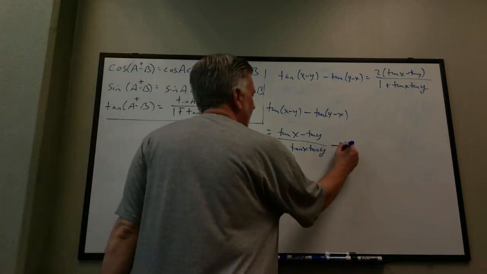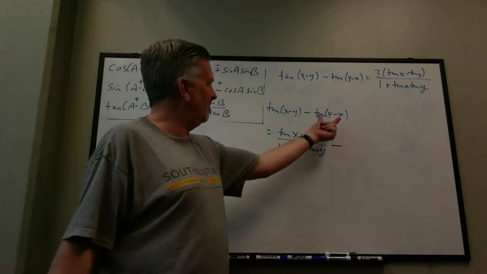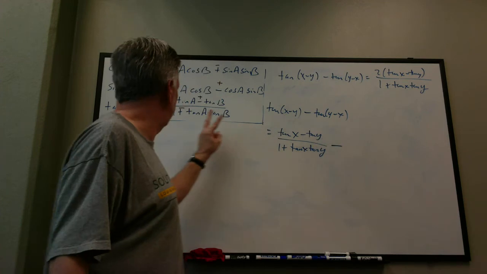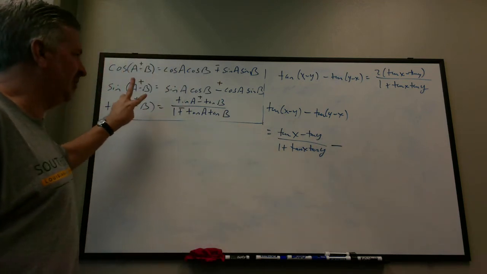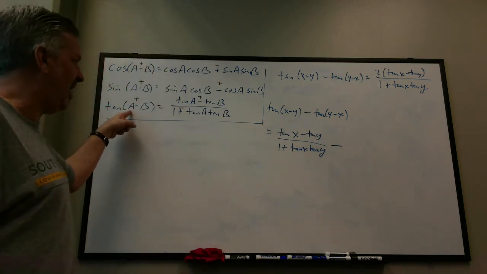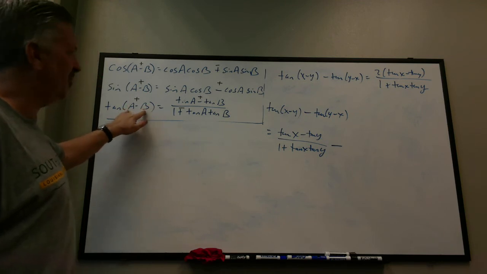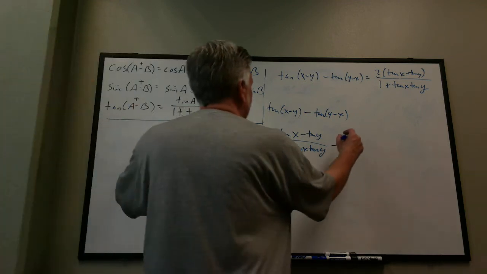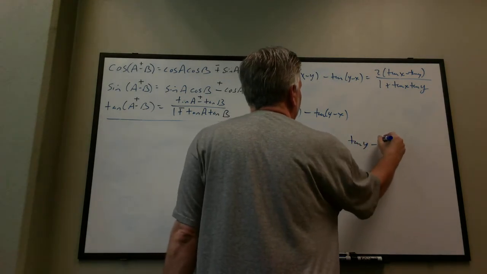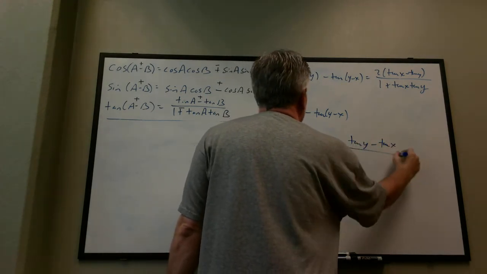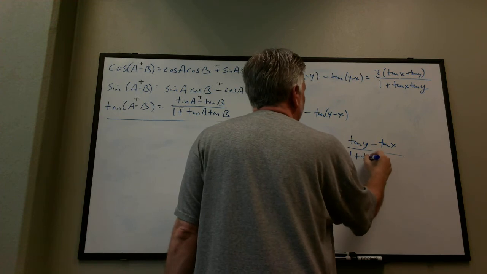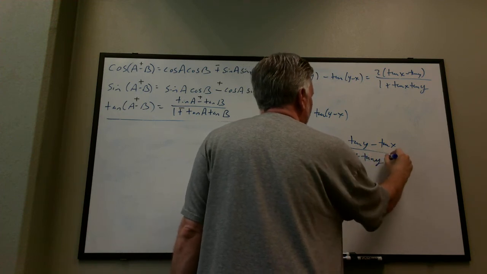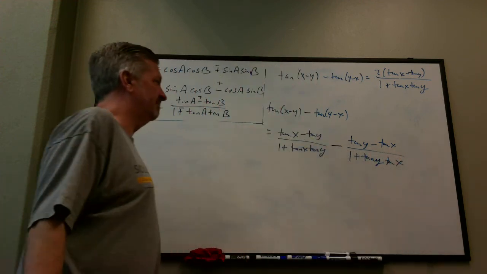And then minus, I would do the same thing with tan of y minus x. So they're switching: instead of x is A and y is B, we're switching. So A is y and B is x. It's still tan of y minus x. It's the blue formula. So that's tangent of y minus tangent of x over 1 plus tangent of y, tangent of x.